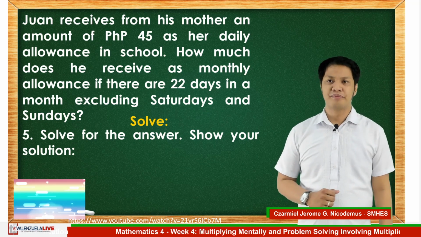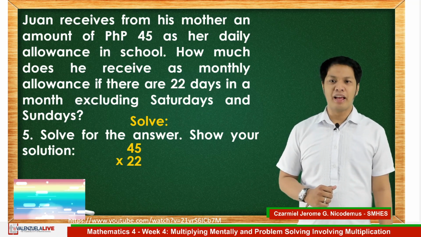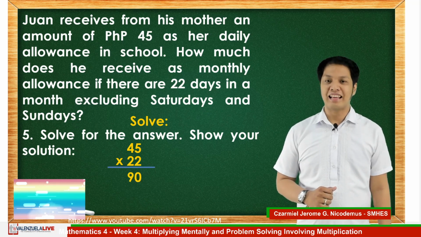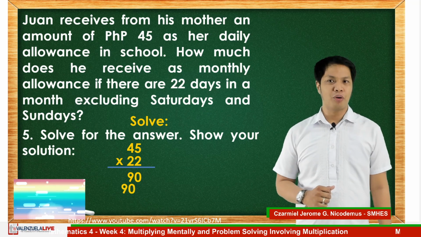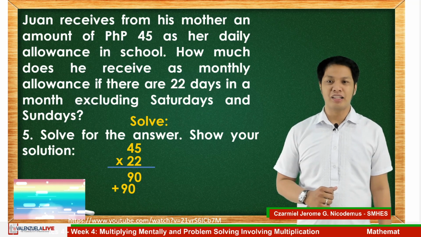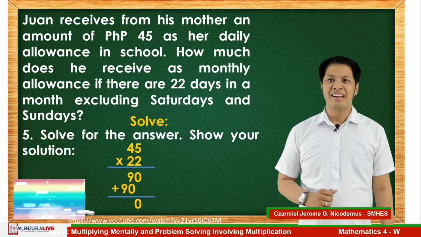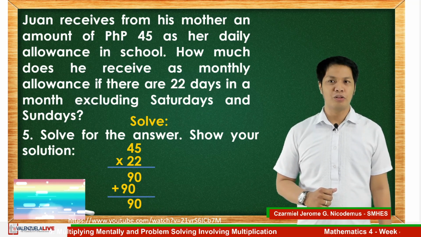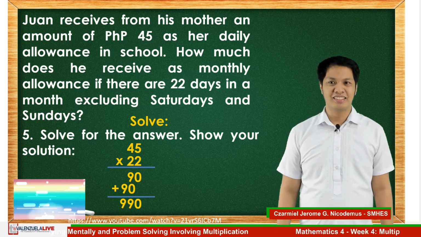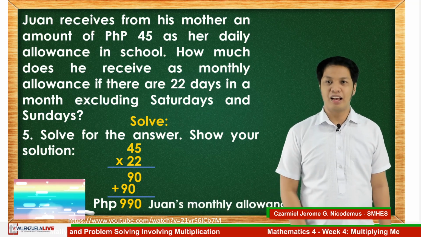Time's up. 45 times 22. Multiply 45 by 2 is equal to 90. Again, multiply 45 by 2 is equal to 90. Add the partial products. Bring down 0. 9 plus 0 is equal to 9. Bring down 9. The final answer is 990 pesos. That is one's monthly allowance.